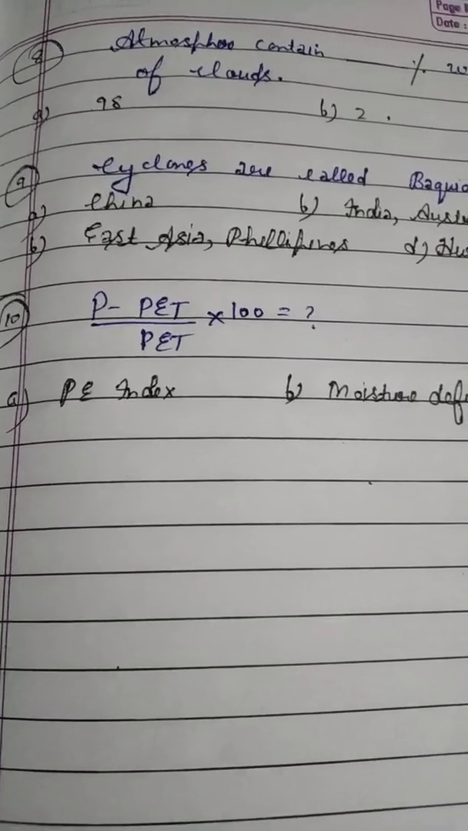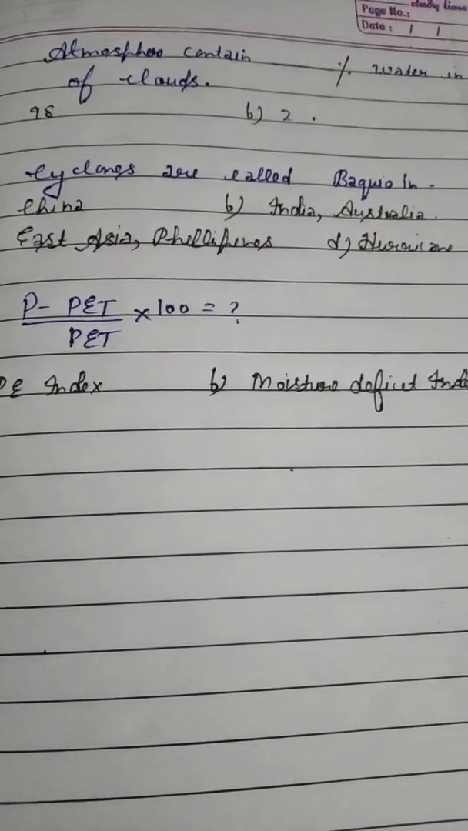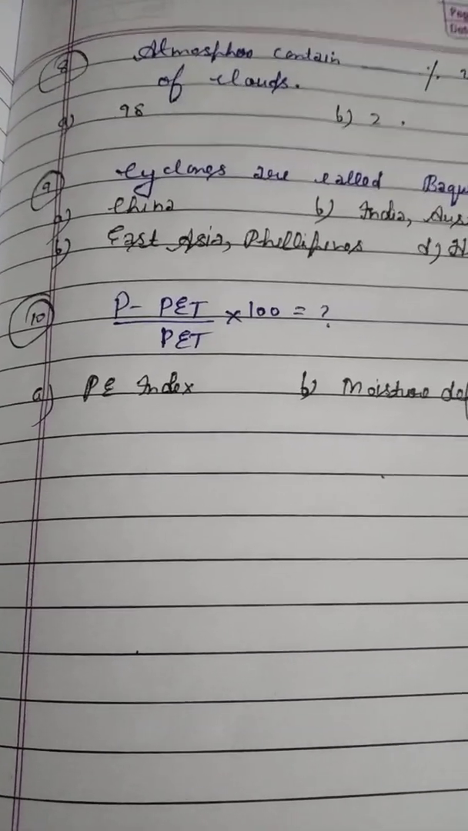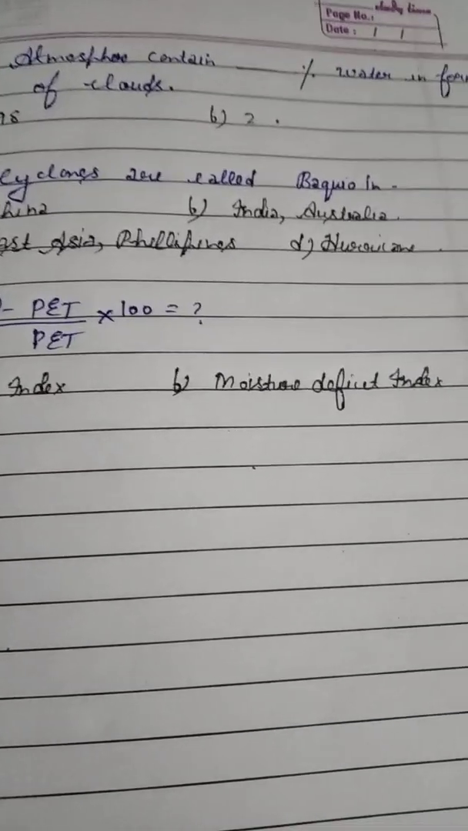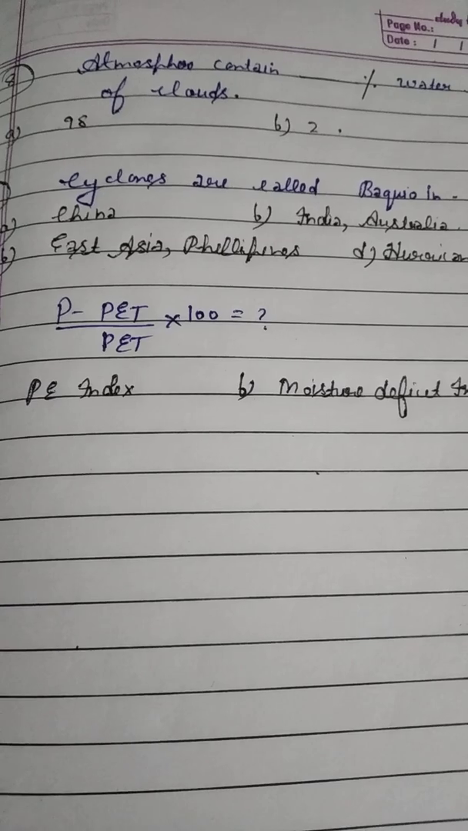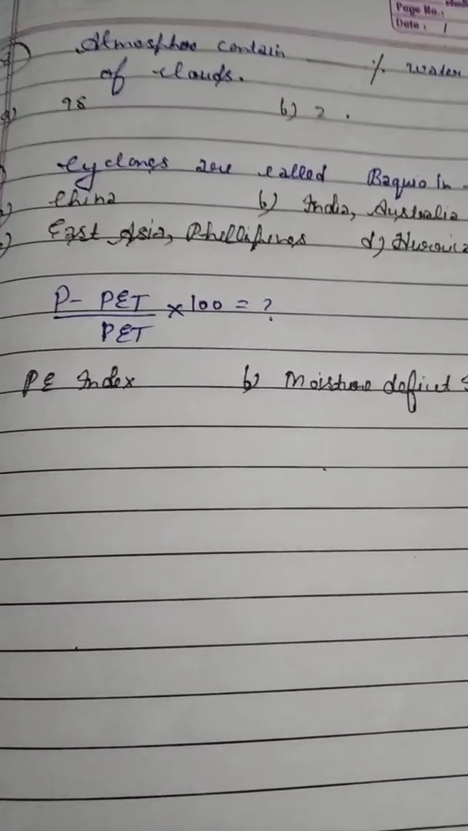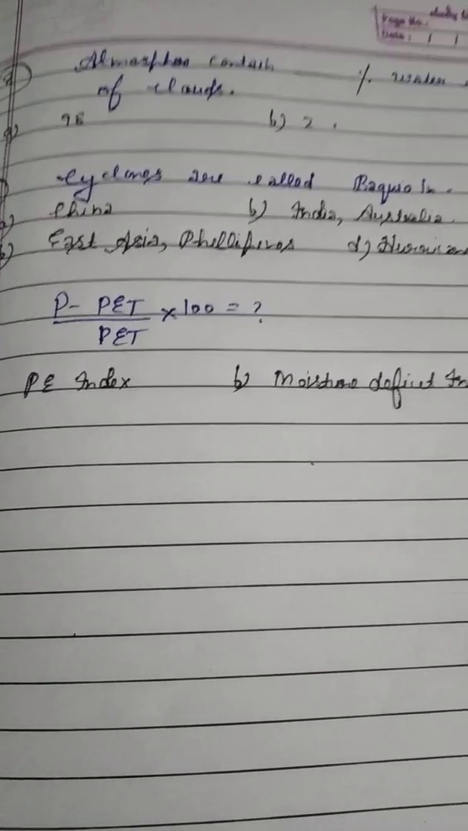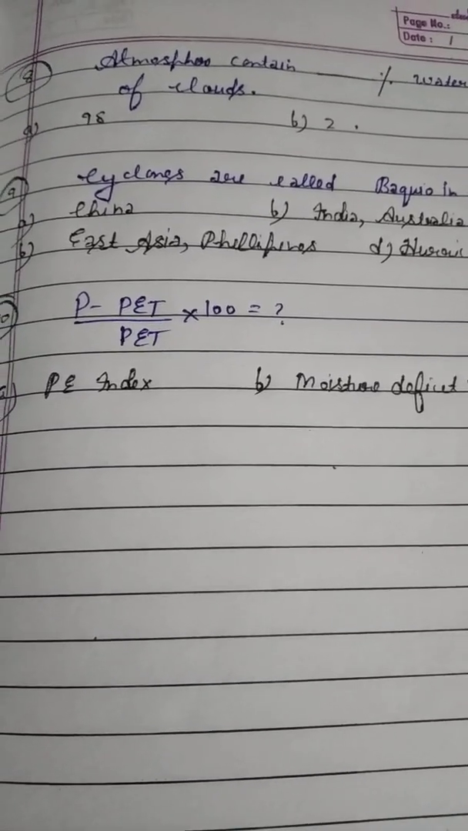Students, question number 9 you see, it is again very confusing. Cyclones are called Baguio in option A China, option B India or Australia, option C East Asia, Philippines, option D hurricane. So students, in which country are cyclones called Baguio? You have to tell. Cyclone is a term which is given. What is a cyclone? Cyclones are violent storms. They have been given different names in different countries.